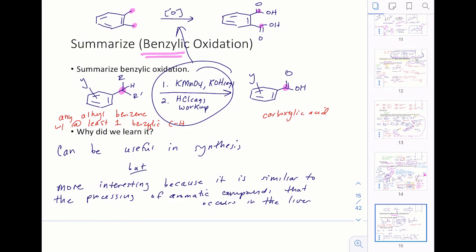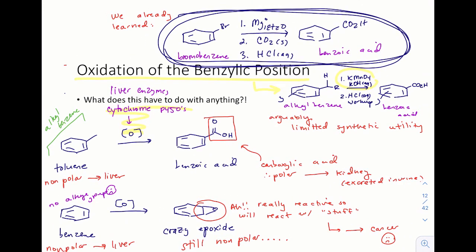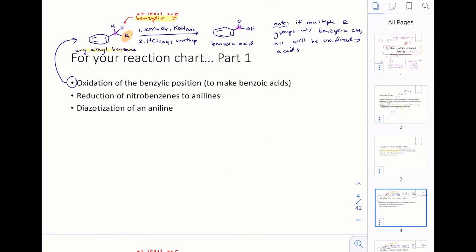And you can recall that explanation from this slide. Well, this does conclude our discussion of the oxidation of the benzylic position to make benzoic acids. Once you're ready, move on to the next set of reactions, which I will explain in another video.